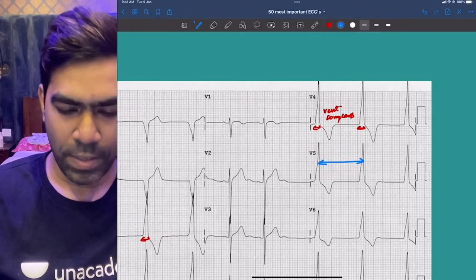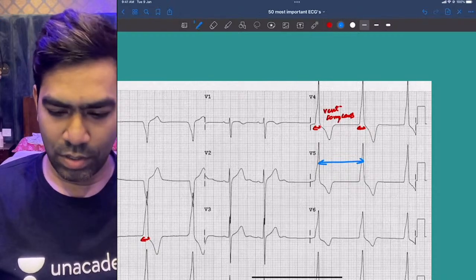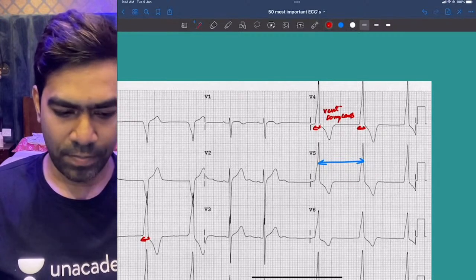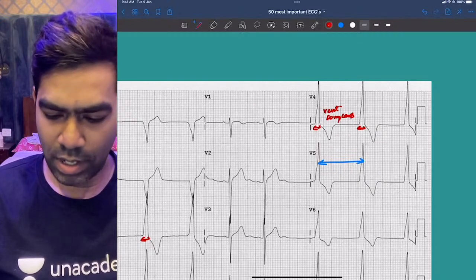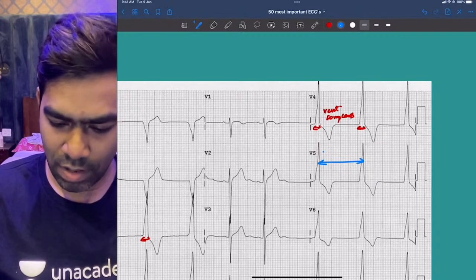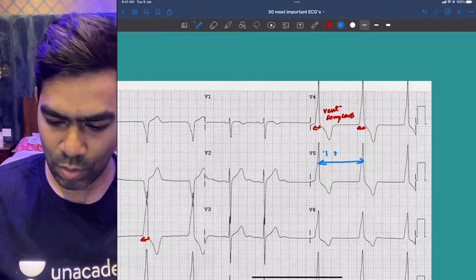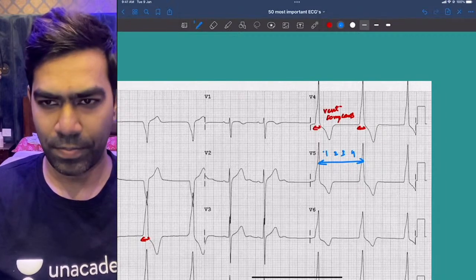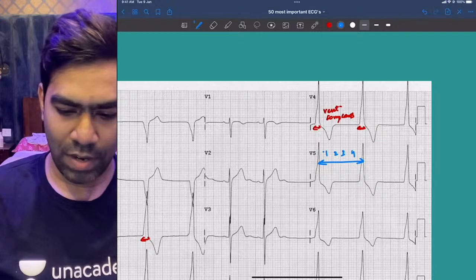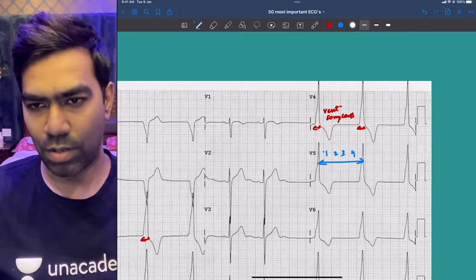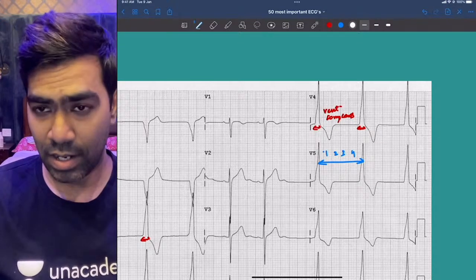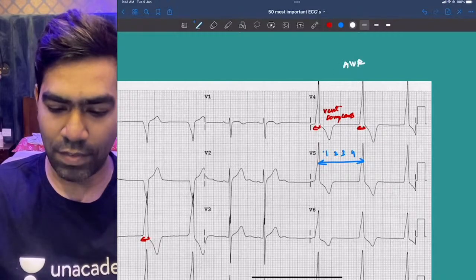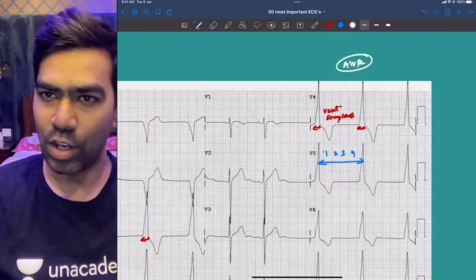Sorry for the interruption. Okay, so you have continuous ventricular complexes like this, but look at the heart rate between them. The heart rate between them looks completely normal, doesn't it? You have 1 large box, 2 large boxes, 3 large boxes, 4 large boxes here. So the heart rate is normal. It is not tachycardic. So if you have continuous QRS complexes like this with a normal heart rate, always think about one of the possibilities, AIVR, that is accelerated idioventricular rhythm.